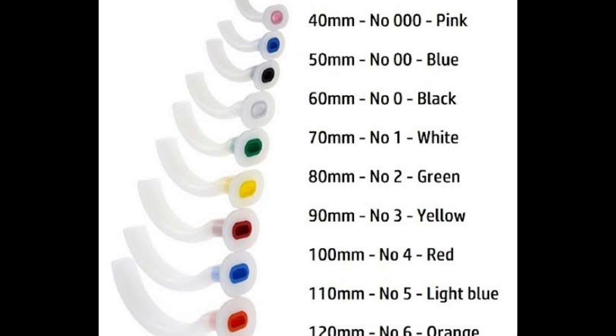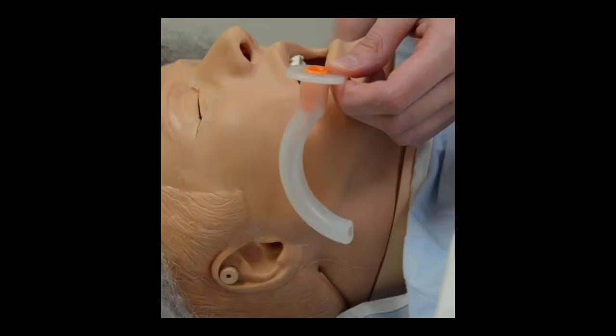In order to decide which airway should be used in which patient, we measure the distance on the outside of the face of the patient from the angle of the mouth to the earlobe, and the airway that covers this distance should be used in the patient roughly. Here is a picture where you can see that the distance between the angle of mouth and the earlobe is roughly equal to the length of the orange airway. So we will use this airway in this patient.